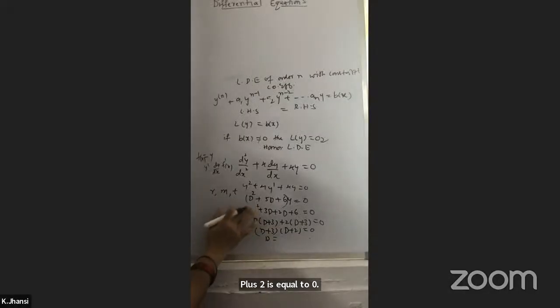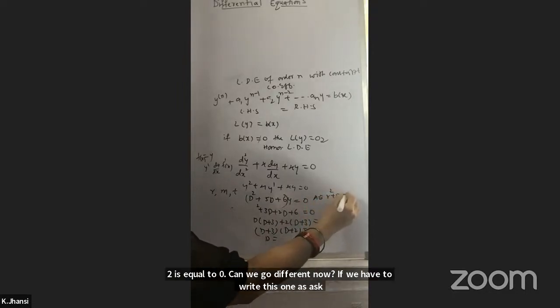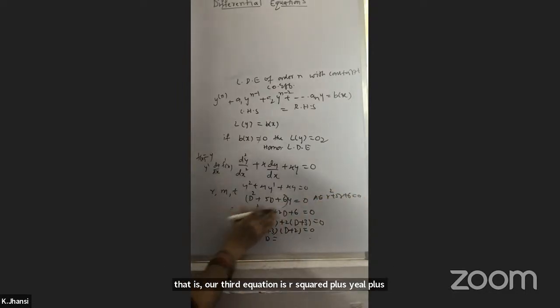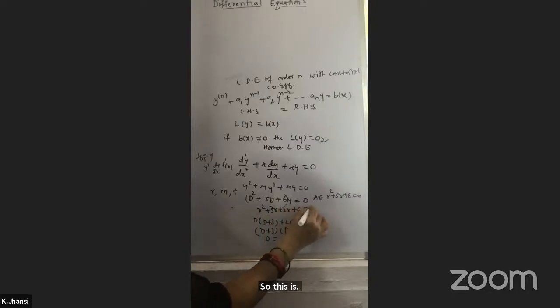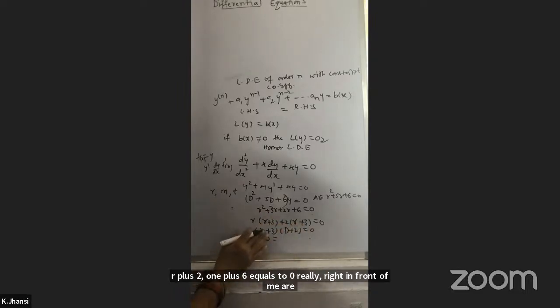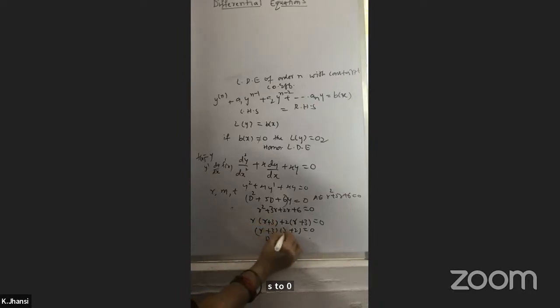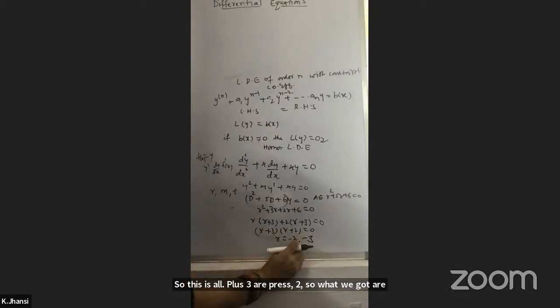Here we got different roots, no? Sorry, we have to write this as R square, no? That is, the auxiliary equation is R square plus 5R plus 6 equals 0. So R square plus 3R plus 2R plus 6 equals 0. Here you write R instead of D. So this is (R plus 3)(R plus 2). So we got R equals minus 2, minus 3. Here we got distinct roots.